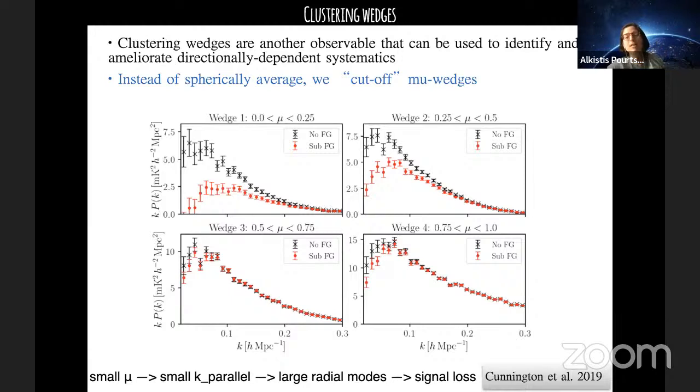So in principle, if, for example, you didn't know the foreground removal signal loss at all, you could, by doing a wedge analysis, identify that there is something weird going on here. You could identify that you have a directionally dependent systematic, even if you didn't know at all what this systematic is. So I think this kind of observables can help us identify and ameliorate weird observational systematics.